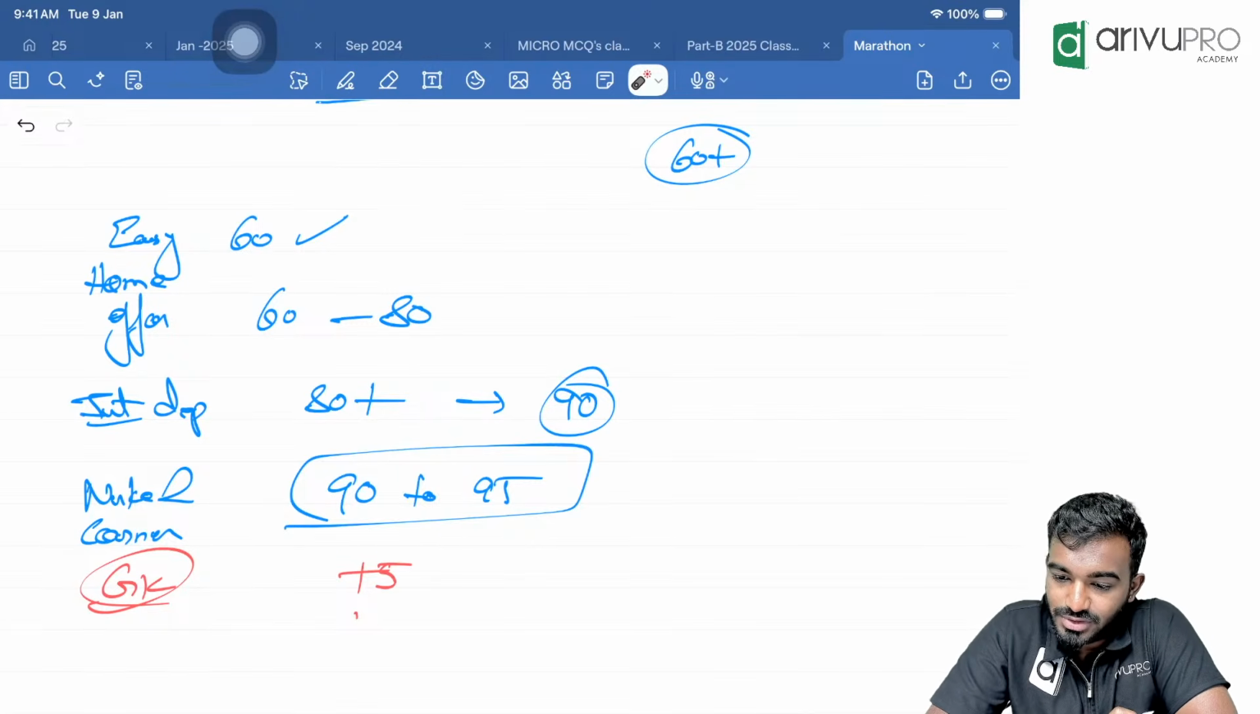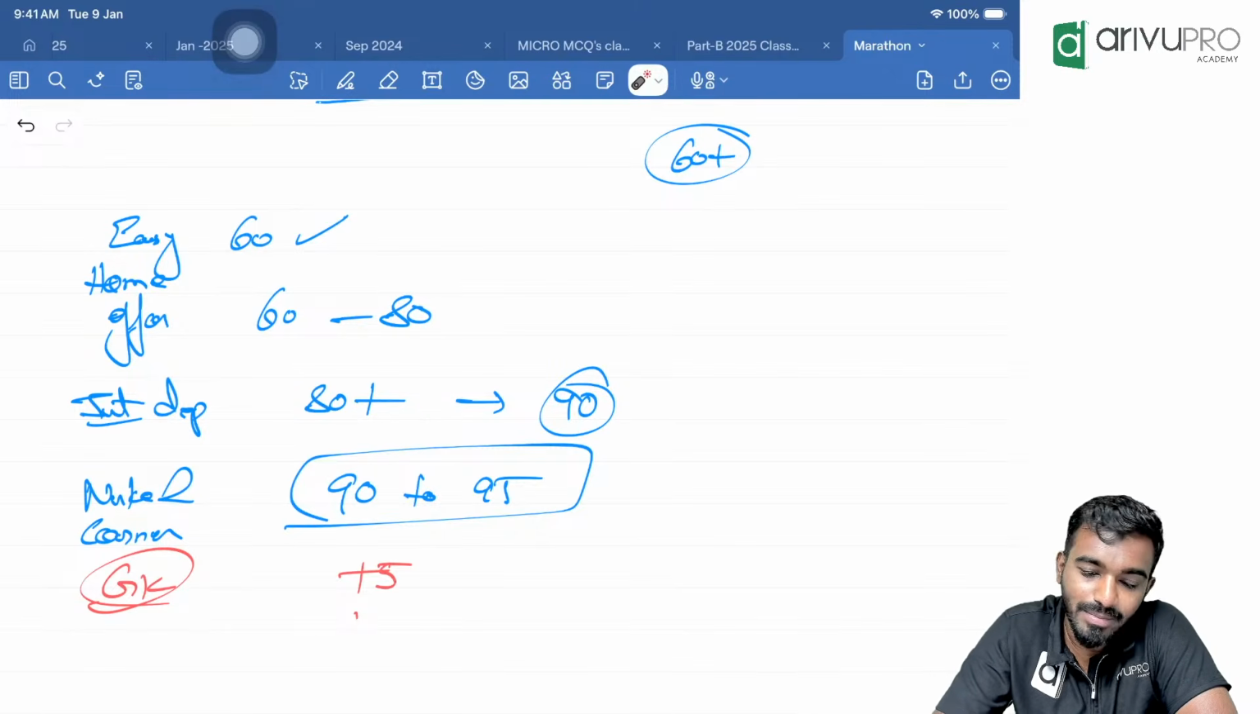Sir, from which chapter should we start while doing preparation? It doesn't matter, man. Whichever you feel comfortable. If you are more comfortable with micro, go with micro. Do demand and supply first, then go to cost and production, then go to chapter 4, then come to 1 and 5.